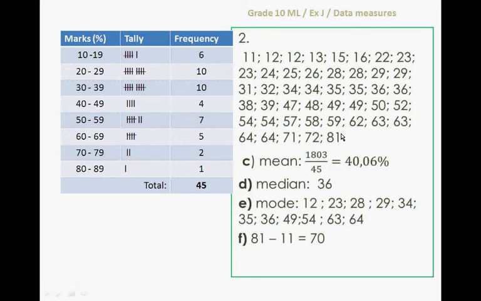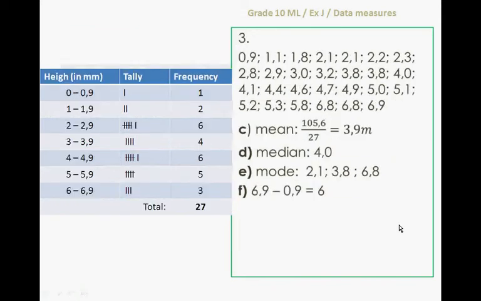The range is the largest value minus the smallest value, 81 minus 11. So the range is 70. Okay, the height of the trees, if we do a tally, a frequency table with class intervals 0 to 0.9, 1 to 1.9, 2 to 2.9, 3 to 3.9, 4 to 4.9, 5 to 5.9, and 6 to 6.9. We get these frequencies: 1, 2, 6, 4, 6, 5, 3.